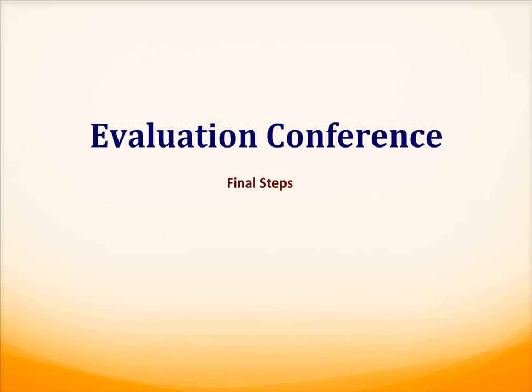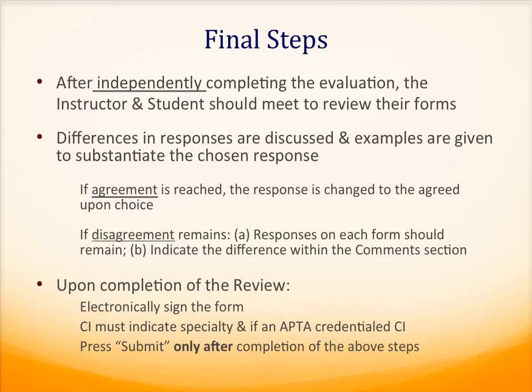This last section highlights the evaluation conference and all that should take place during and after this review with your student. After independently completing the evaluation, the instructor and student should meet to review their forms. Differences in responses are discussed, and examples are given to substantiate the chosen response. If agreement is reached, the response is changed to the agreed upon choice.